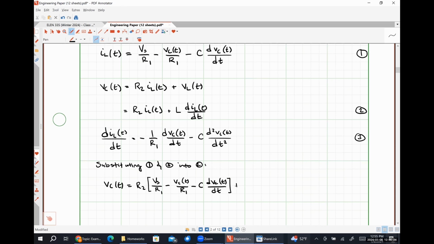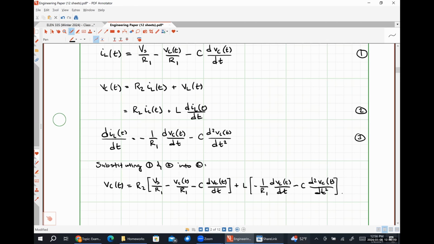And then I have plus L times the derivative of IL, which was defined in equation 3. So that'll be negative 1 over R1, the derivative of my capacitor voltage with respect to time, minus C times the second derivative of my capacitor voltage with respect to time.